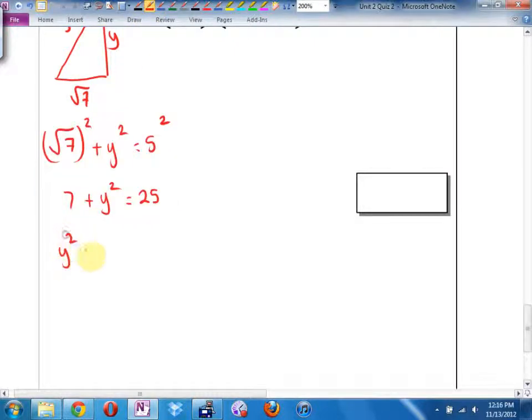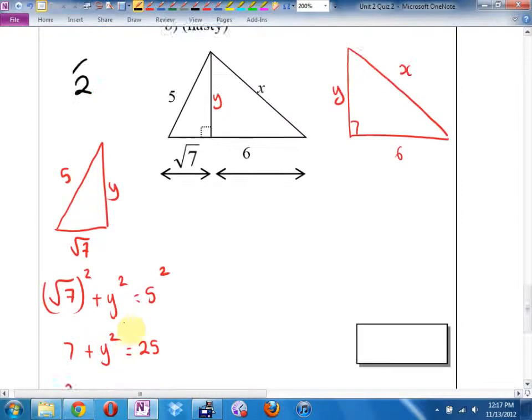I'm going to get y squared equals whatever 25 minus 7 is, 18. Y equals root 18, 3 root 2. If you got that 3 root 2, that gets you 1 mark, if you had that somewhere. Or you had the root 18, because I didn't say you had to simplify it. I did anyways. Now, I'm going to go up to this triangle.